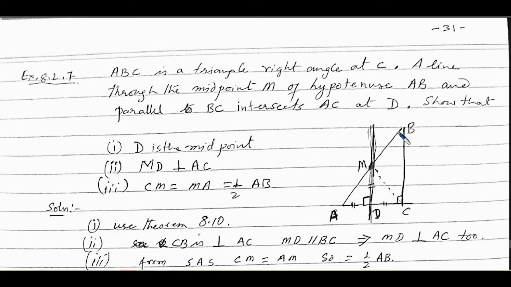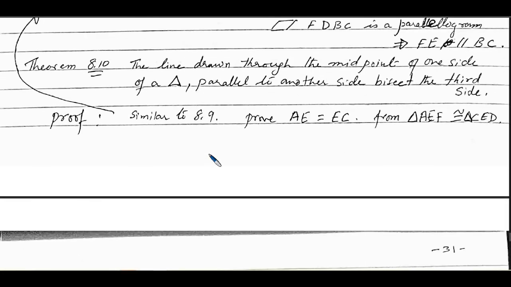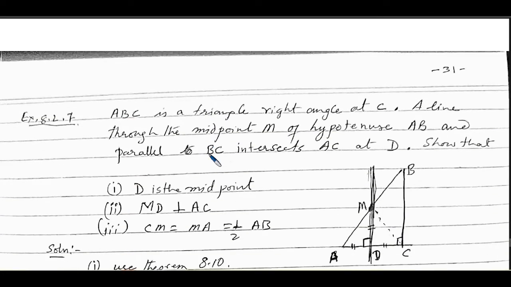Triangle ABC is a right angle triangle, that means 90 degrees at C. A line through the midpoint M, the midpoint of hypotenuse AB, and parallel to BC, intersects AC at D. Show that D is the midpoint of AC. It is an extension of the theorem we did, theorem 8.10.